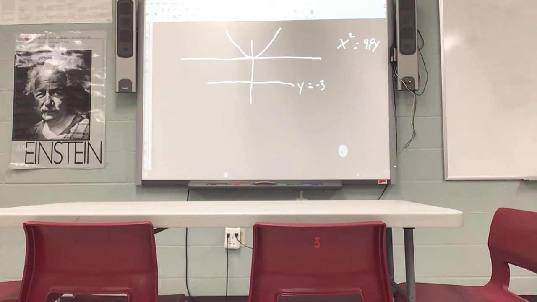In our directrix, if I look over on my other sheet of notes, it says y equals negative p. So y equals negative 3, which means our p would be 3. So you already know the equation now. X squared equals 4 times 3 times y, also known as x squared equals 12y. Good job, Christian.